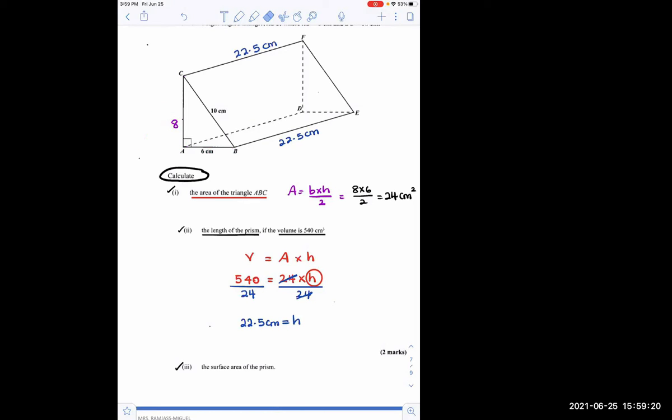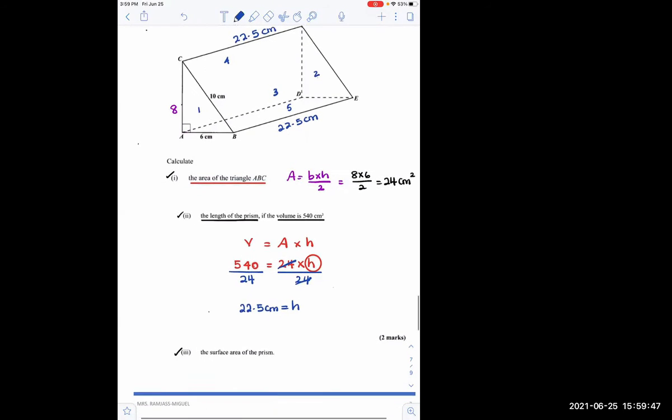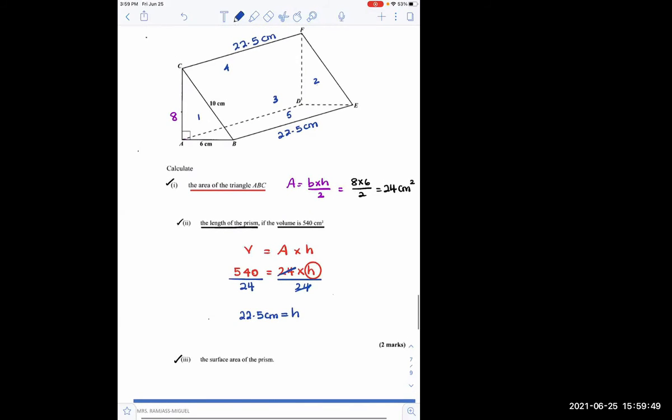Now, how many faces do we have? We have 5, two of which are triangles, right? We have one face in front, one face in the back, and one face in the bottom. 5 faces. Do you all see that? Yes, miss. I want to show you all how to do this so you're not confused.